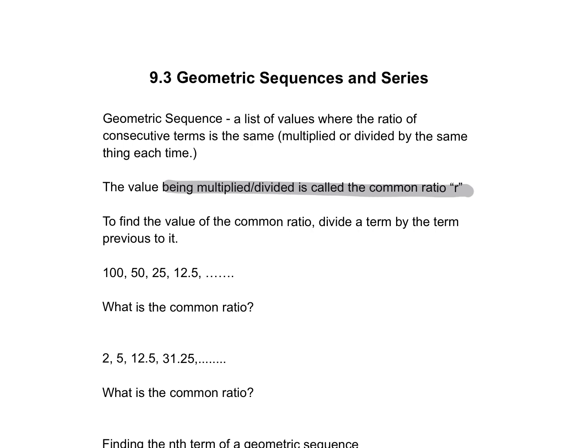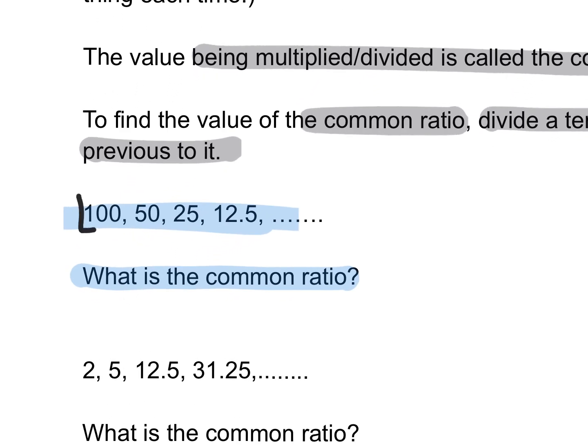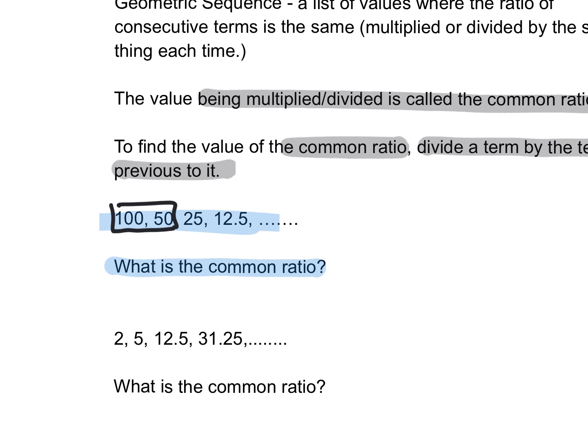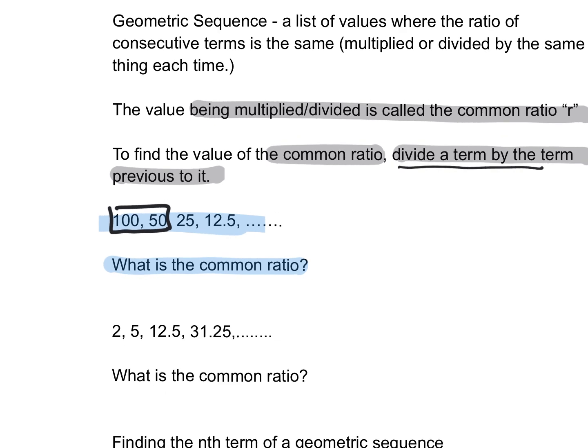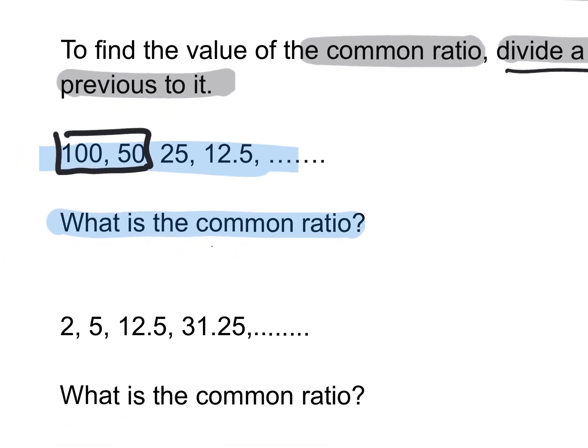And to find the value of that common ratio r, all we do is divide one term by the term previous to it. So if we're looking at this sequence right here, and we want to know what the common ratio is, we'd just pick any two terms. I'm going to pick these two, and we divide a term by the term previous to it, which means I'm going to divide 50 divided by 100, and 50 divided by 100 is a half, or 0.5.